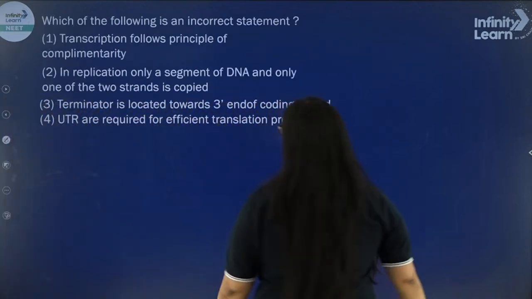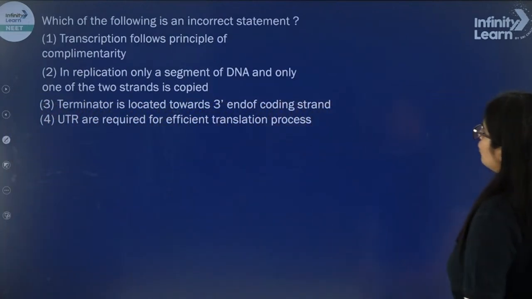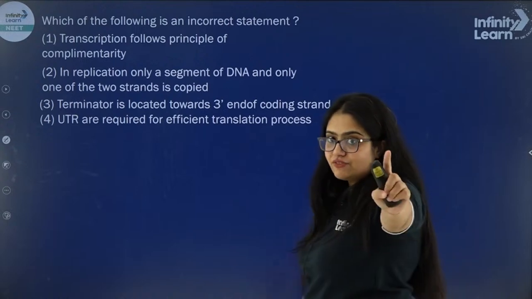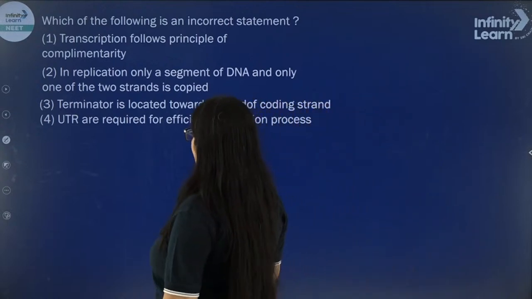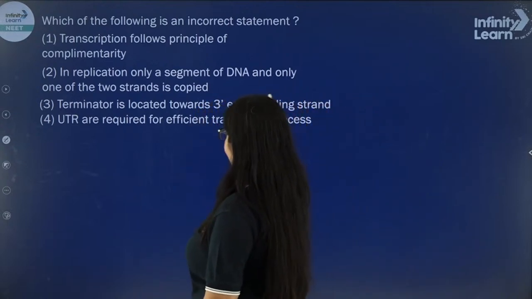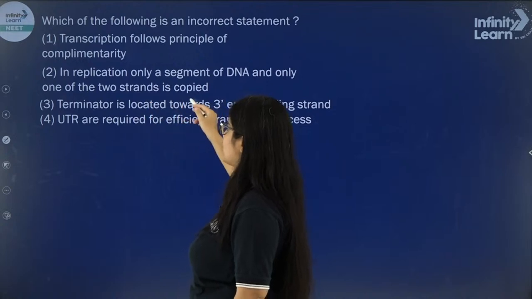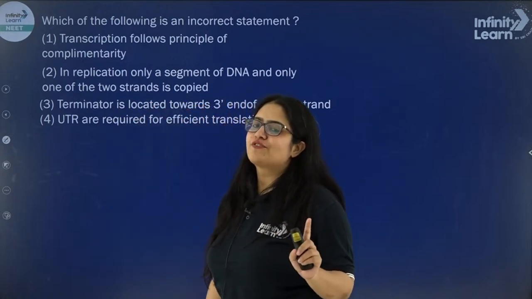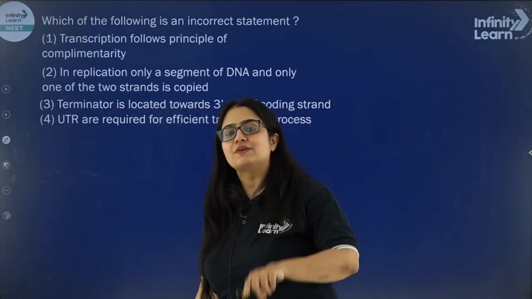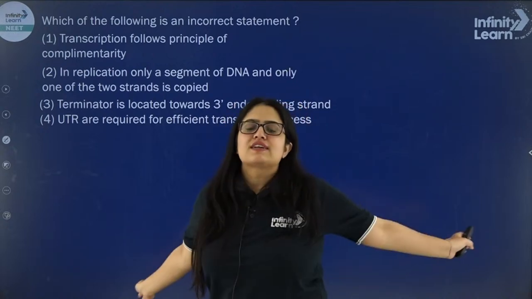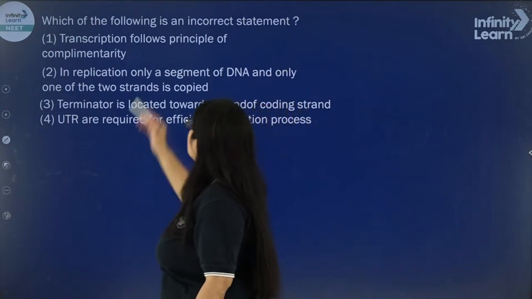Which of the following is an incorrect statement? Transcription follows principle of complementarity. Very correct. In replication, only a segment of DNA, only one of the two strands is copied. This is not a characteristic of replication. This is a characteristic of transcription. In replication, both the strands entirely are copied. So, this is wrong. Incorrect.